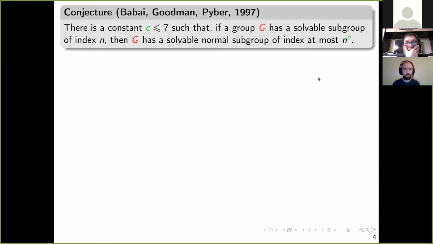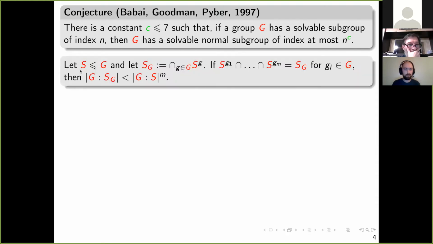So, how can one approach such a problem? We want to find a suitable C. Okay, we have S, which is a solvable subgroup in G. It is natural to look at the core subgroup of S, which is just the intersection of all conjugates of S in G. This subgroup is of course also solvable and of course normal. Usually we don't have to take all the conjugates to get to our S_G, and sometimes just a few, let's say m, conjugates are enough to get S_G.